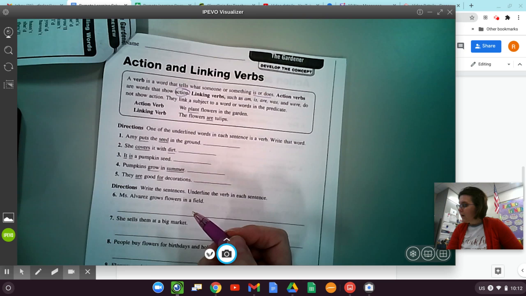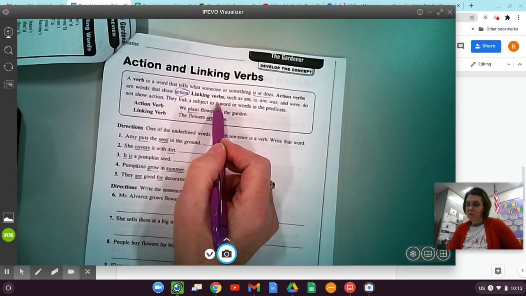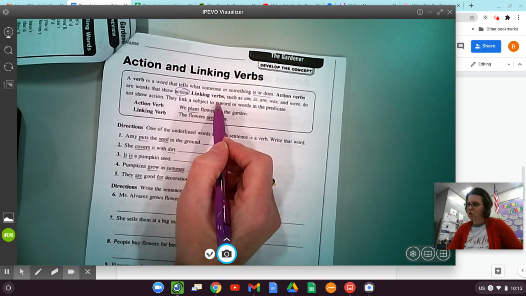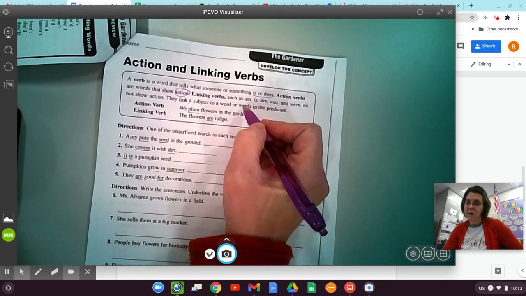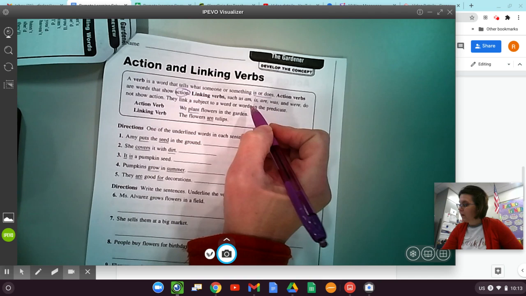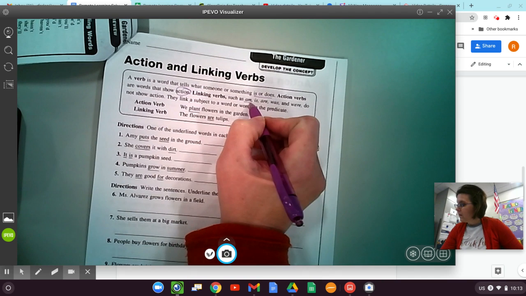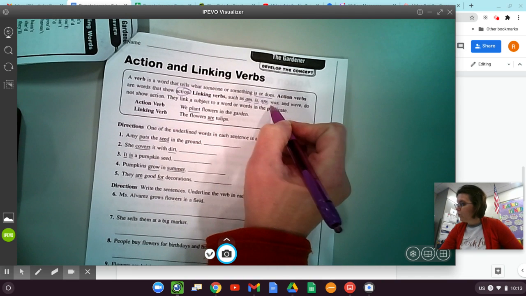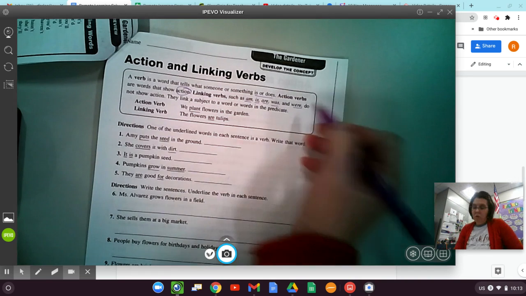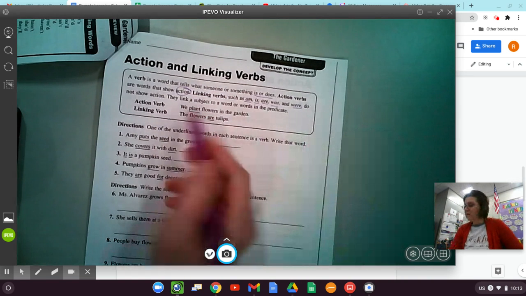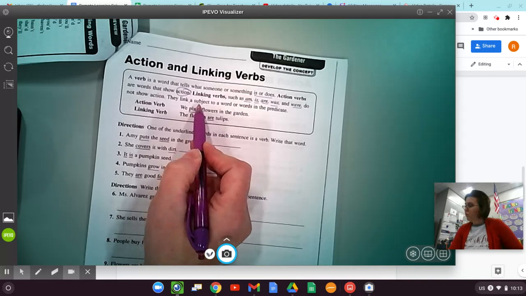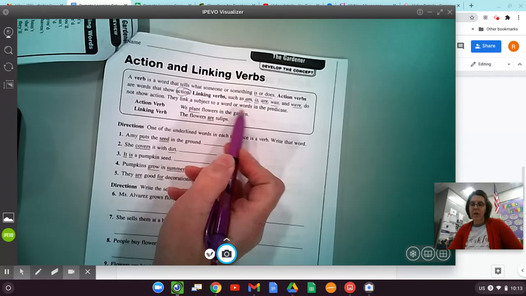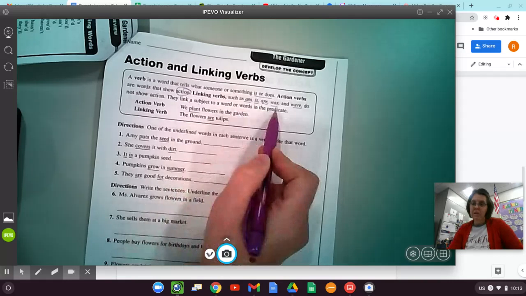Now, linking verbs are also verbs, but they don't necessarily show action. Linking verbs such as, I would underline these. Get your pencil out and underline these with me. Am, is, are, was, and were do not show action. They link a subject, who or what the sentence is about, to a word or the words in the predicate, what's happening in the sentence, okay?